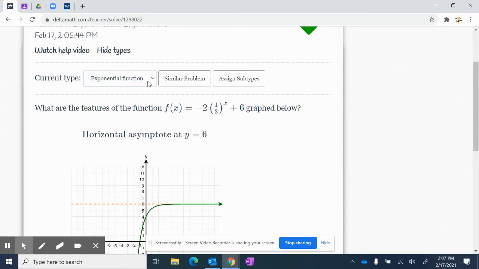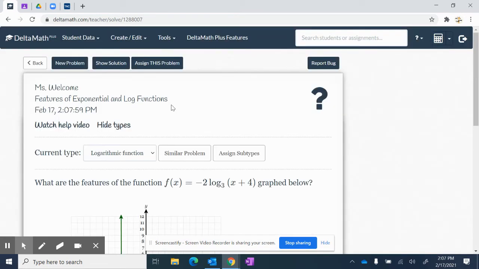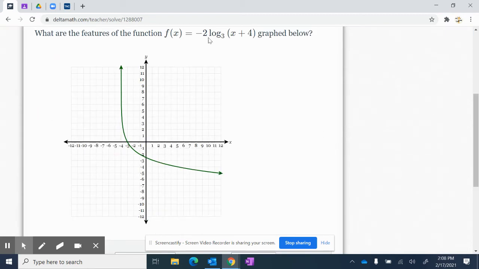Okay. Then I'm going to do 2 of the log problems, which I can't tell which one I think is easier, but it might be the log ones. So I've got -2 log base 3 of x plus 4.